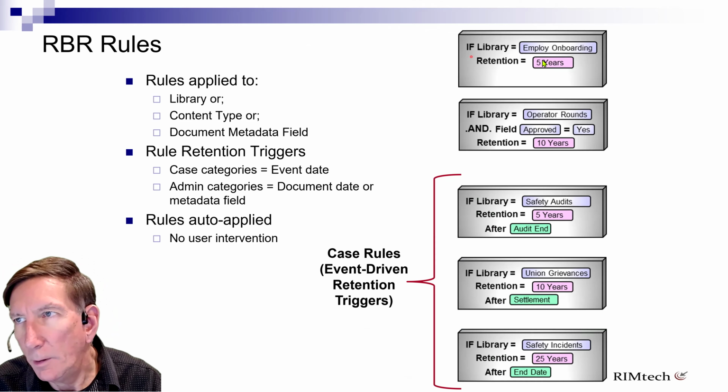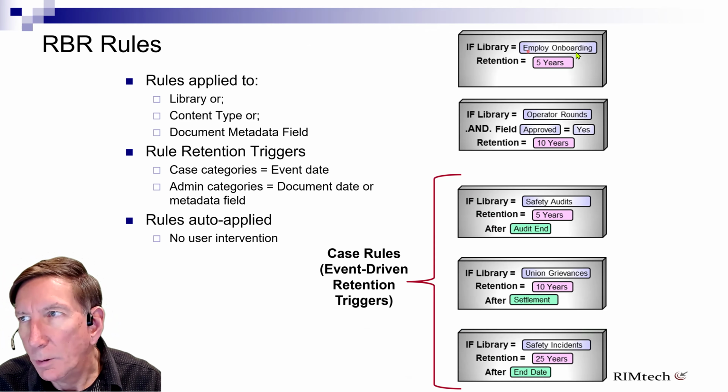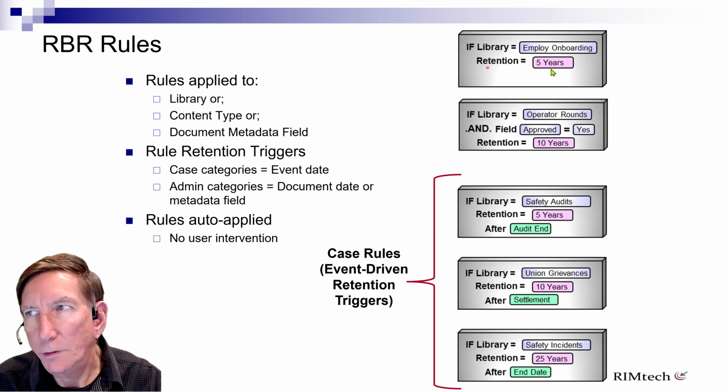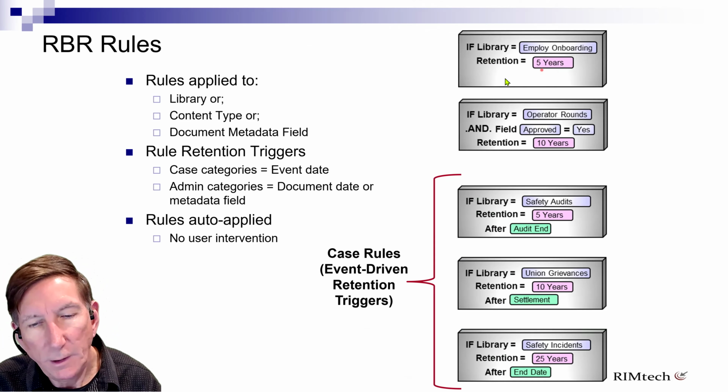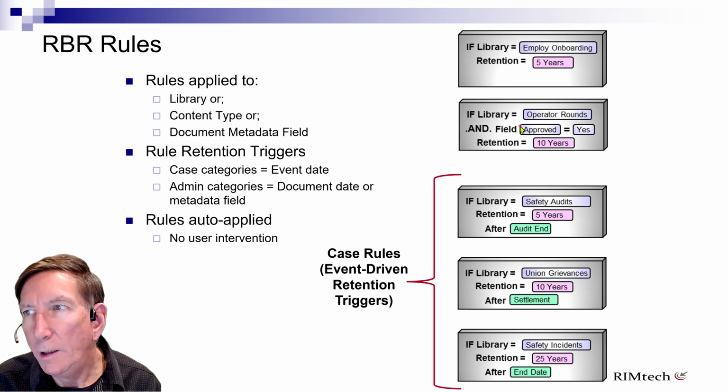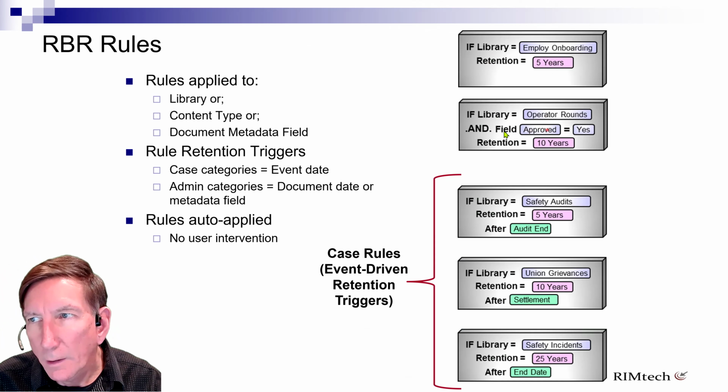So here's an example. If a library is employee onboarding, then retention can be 5 years for everything in that library. But over here in operator rounds, the field approved must contain yes before the retention kicks off. That's up to the business, right? But notice we're depending on metadata to know when it's been approved, right?